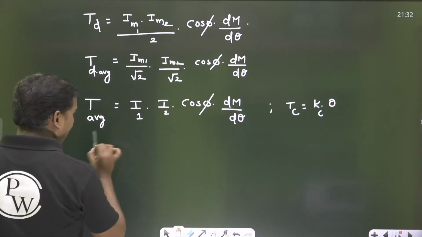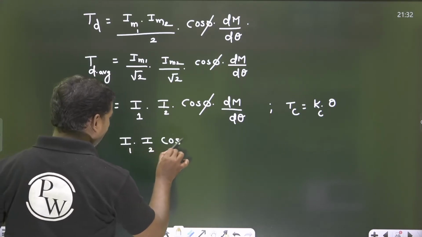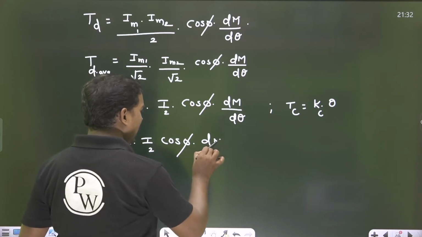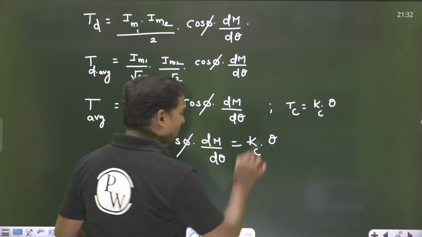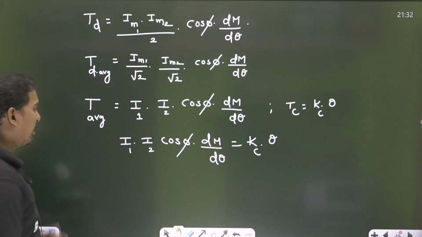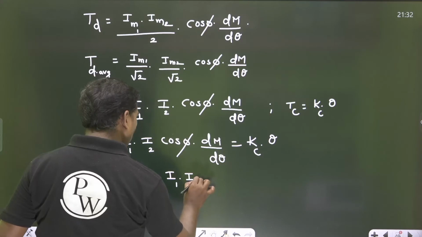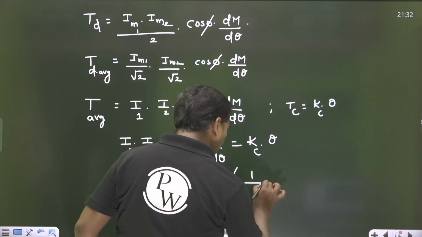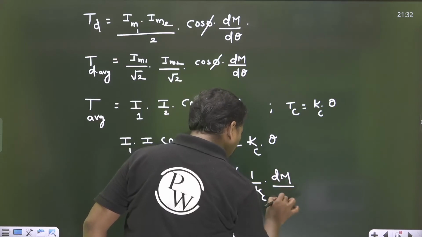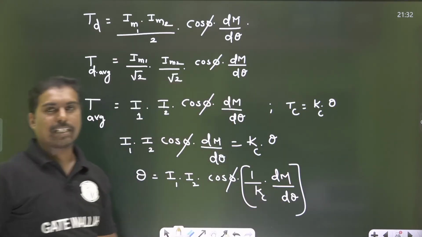Now if we take it at steady state, what happens? This I1 I2 cos phi dM by dθ must be equal to Kc theta. So sending the Kc here, theta will be equal to I1 I2 cos phi times 1 by Kc dM by dθ. These expressions may not look good to you, but they are important in understanding things.